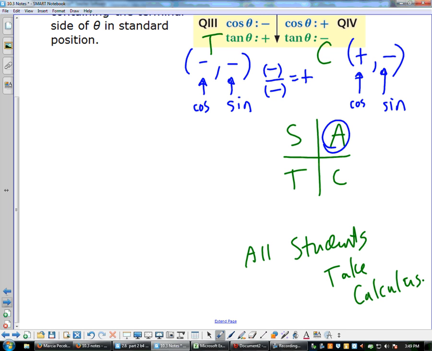So they're all positive in quadrant 1. The sine and its reciprocal are positive in quadrant 2. Tangent and its reciprocal are positive in quadrant 3. Cosine and its reciprocal are positive in quadrant 4.